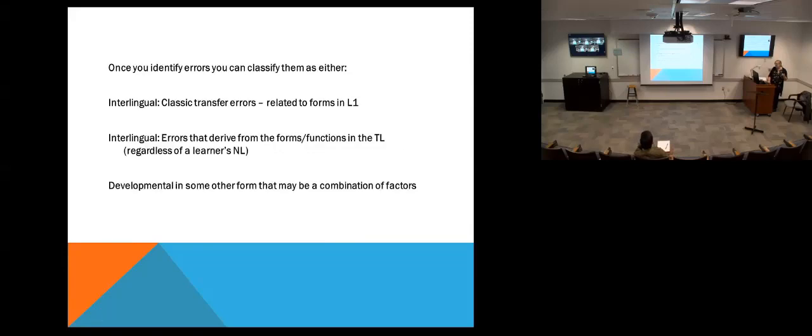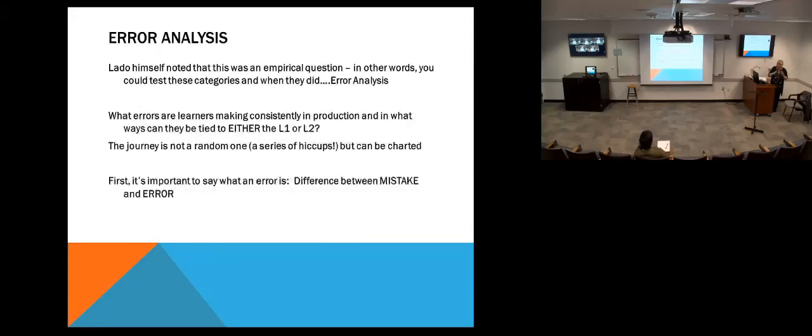So a mistake, okay, let me back up. A mistake is a mistake in production. Like you just sort of spoke wrongly. You said something. It doesn't actually say anything about your competence. A lot of us do it a lot of the time, right? Native speakers do it all the time. They say something and then they realize that they've said something completely ungrammatical, or there's some problem, and so they just correct themselves. That's a mistake. They understand that that's not the system, right?